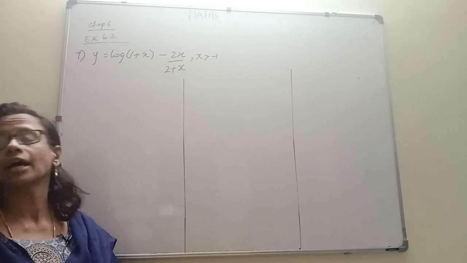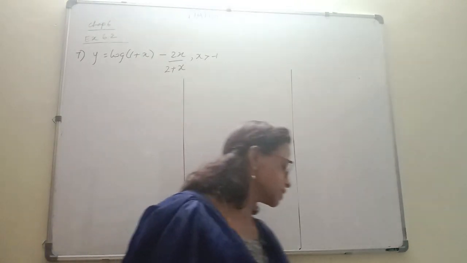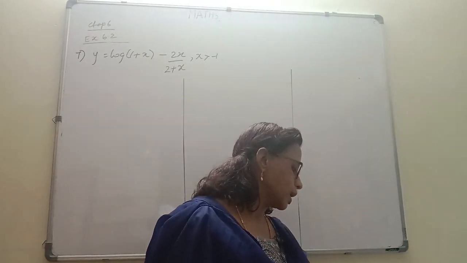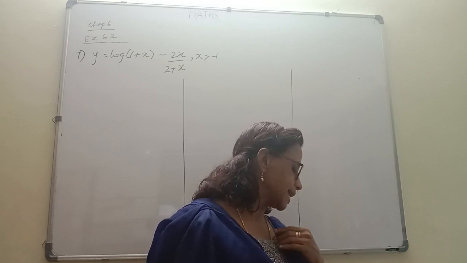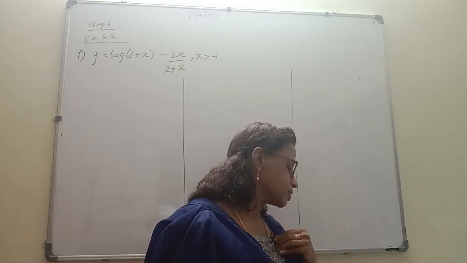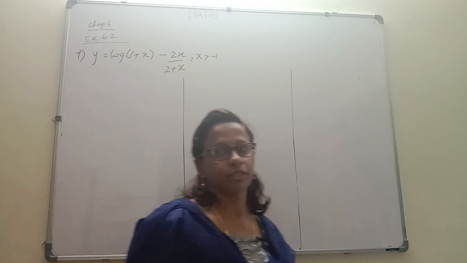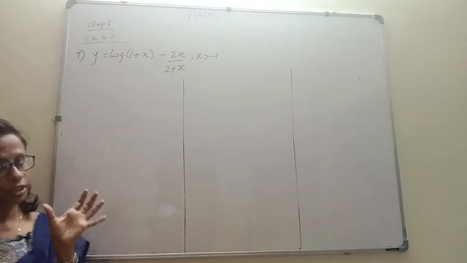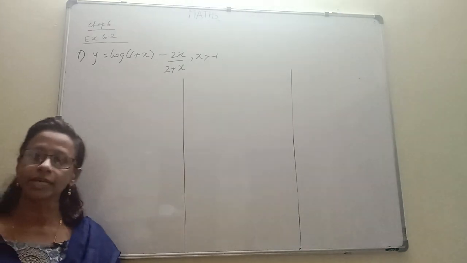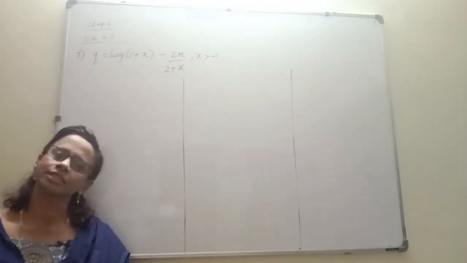So right now we are at the next question, number 7, which says: show that y equals log of 1 plus x minus 2x by 2 plus x, for x greater than minus 1, is an increasing function throughout the domain. You have to show that it's an increasing function in the domain that they have described. They have told us the domain, x greater than or equal to minus 1. In that domain you have to show that it's an increasing function.